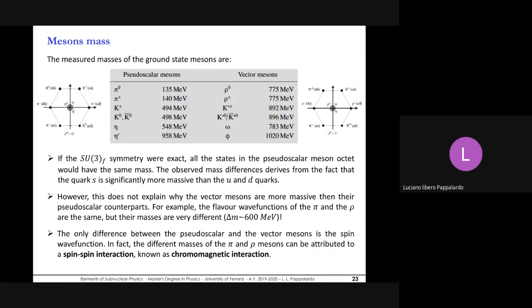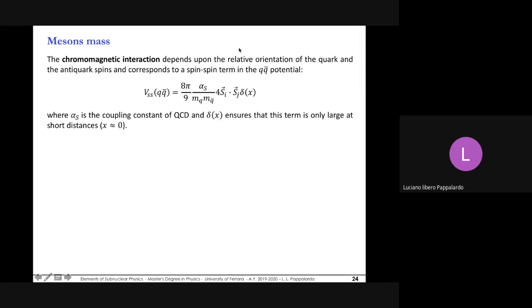Let's now study this. So the chromomagnetic interaction depends upon the relative orientation of the quark and the anti-quark spins. You see here there is a scalar product between the spins of the two, okay, Si times Sj. And it corresponds to a spin-spin term in the quark-anti-quark potential of this form here. Now we have a constant. Alpha S is the coupling constant of QCD that we will be studying, of course, at the proper time. Then we have the masses, of course, of the quark and anti-quark entering into the game. And then we have the scalar product of the spins.